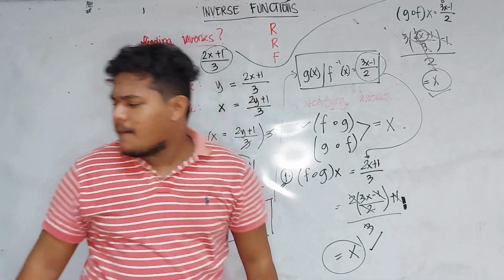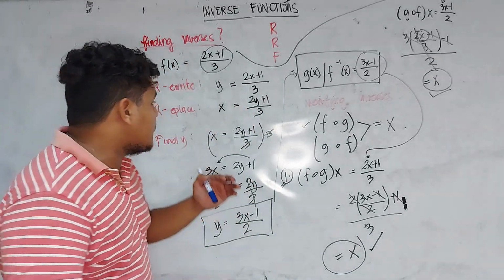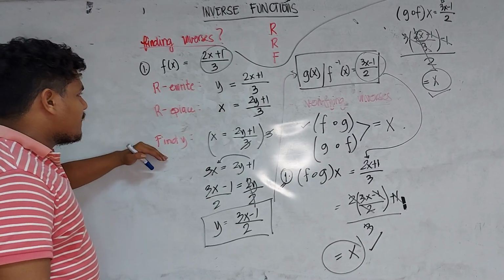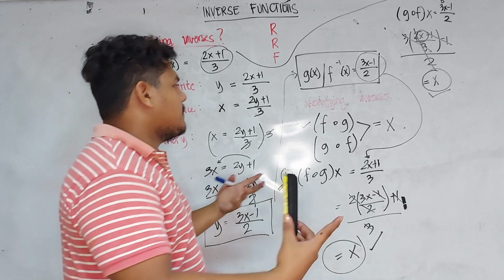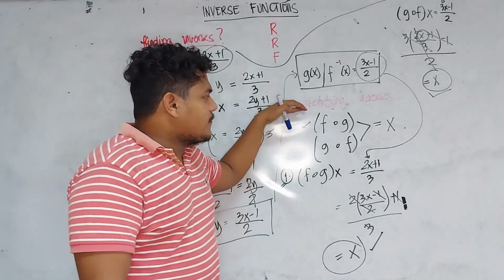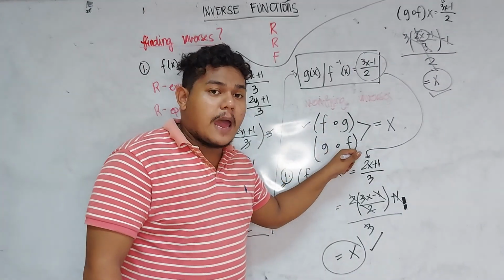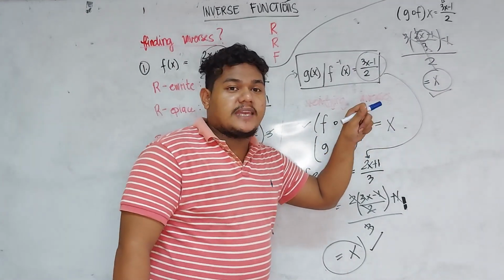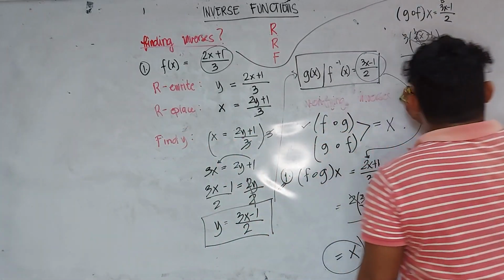Let's proceed to example number 2. Remember, in finding inverses, RRF: Rewrite, replace, find. Charot. And in verifying inverses, what do you do? In verifying inverses, compose f of g and g of f. Dapat equal to x. Pag di na sila x equal, meaning na isa na sa'yo. Let's continue. How about example number 2?